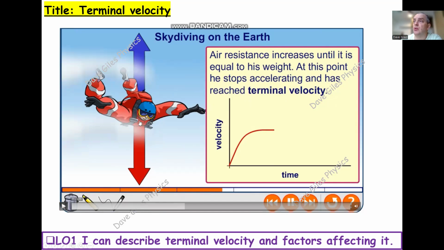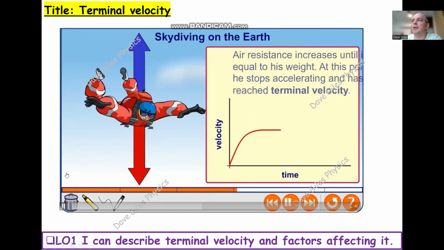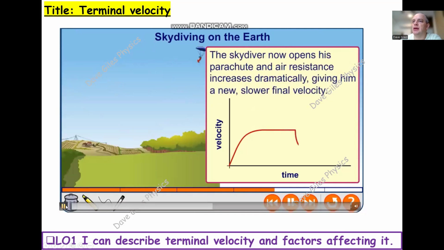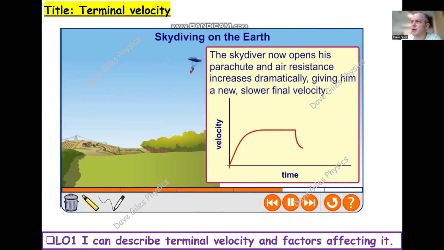So let's say his weight is 1,000 newtons. That means the air resistance, once he reaches terminal velocity, is also 1,000 newtons, and he's travelling at whatever his terminal velocity is. Now, if he doesn't open his parachute, he's not going to have a very nice outcome. So he will open his parachute, which will massively increase his surface area. Then he will start to decelerate, because now the upward force will be greater than the weight of the man.